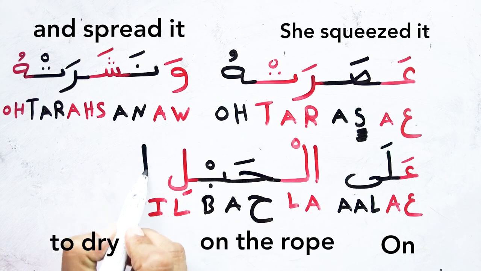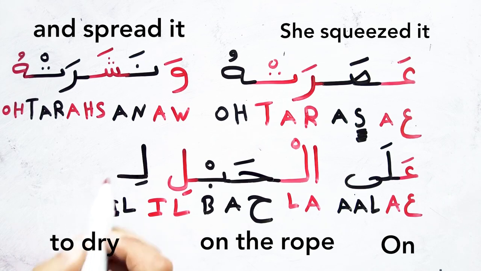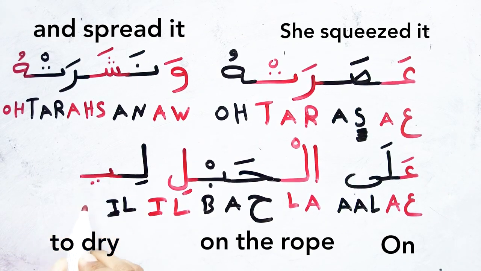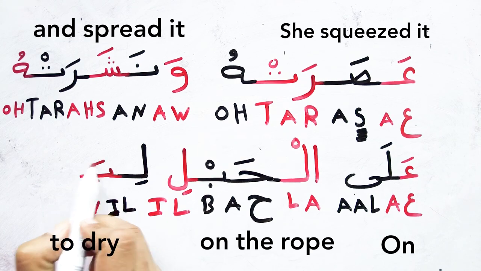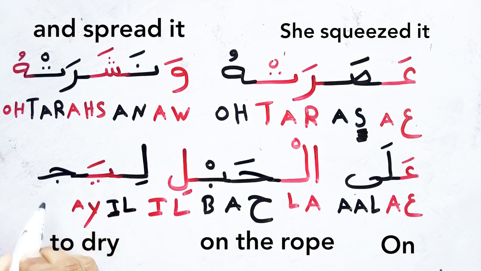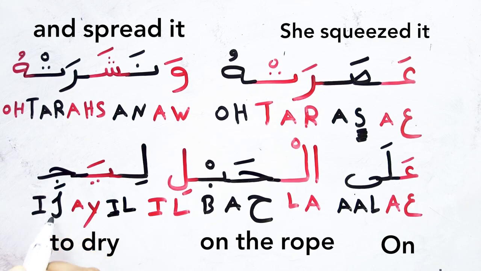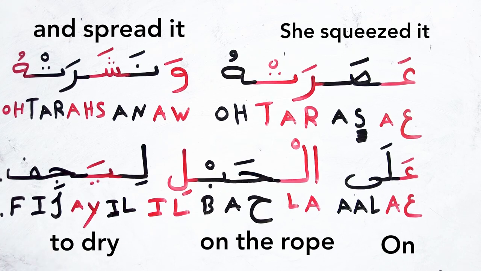Let's write it. So this one sounds like L. With kasra, sounds like I. Li. So this letter here, it will sound like Y. With fatha, it sounds like A. Liya. The sound of J. And with kasra, it sounds like I. Liya jif. In the end, we have the sound of F. So let's read. Let's check together.